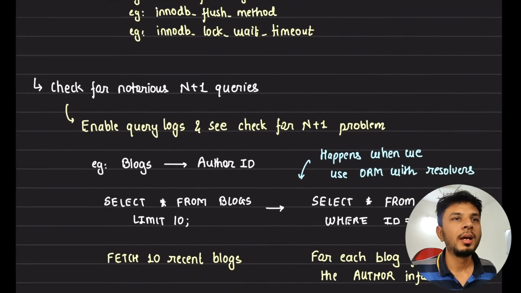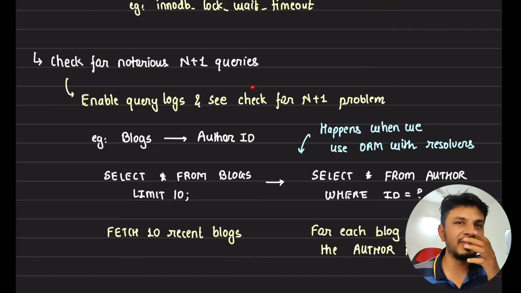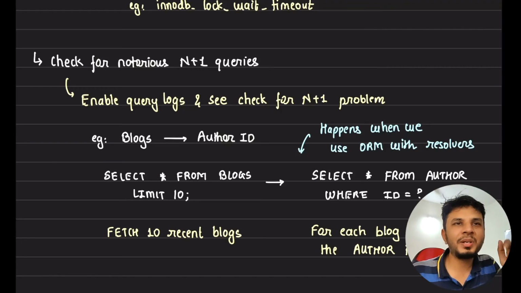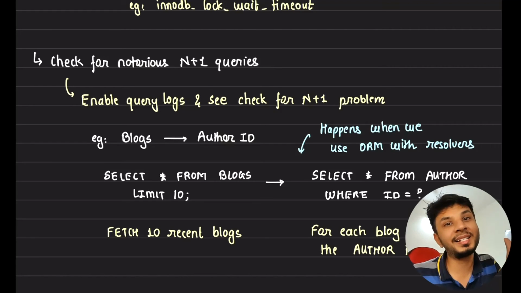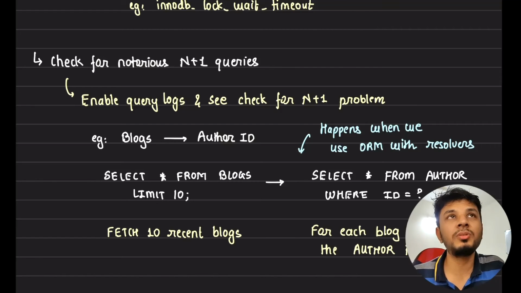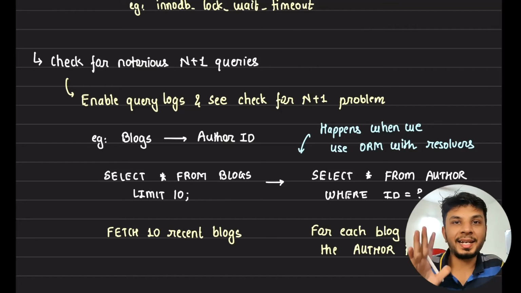Okay. The next point is checking for notorious n+1 queries. This is a very, very interesting one, because we are all recommended to use an ORM to connect to the database. ORMs come with a particular set of issues of their own, because although they make life simple for everyone, they have their own set of issues. So n+1 is a very notorious query. You should definitely enable logging on your database to check if you suffer from n+1 queries. I will spend a few minutes to talk about what exactly the n+1 problem is.